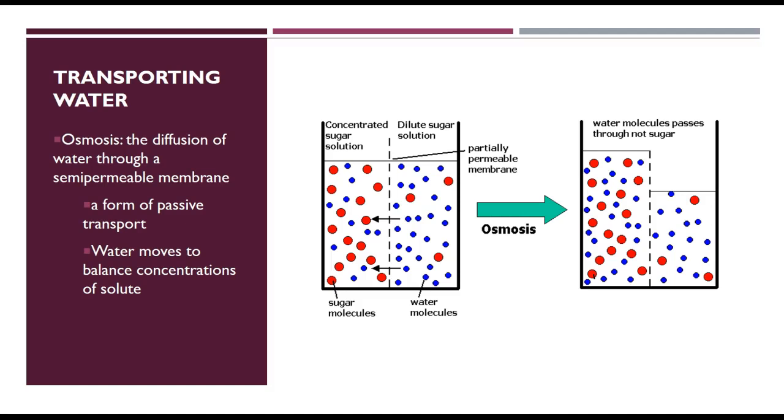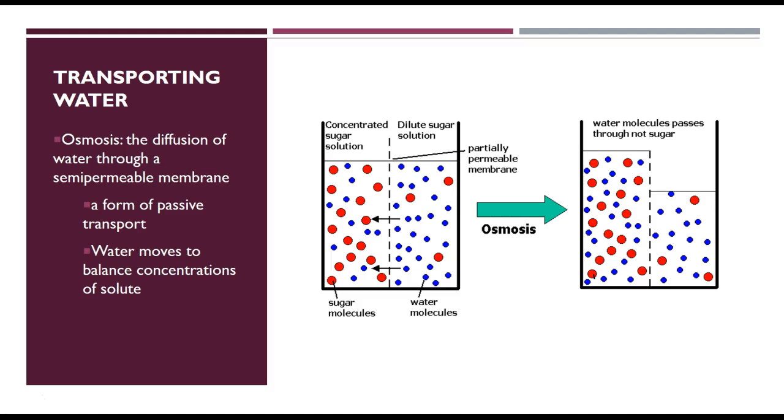So if you look at the image on the right, we have a container. It's separated with a semi-permeable membrane. On one side of the membrane, we have a concentrated sugar solution. On the other side of the membrane, we have a dilute sugar solution. So there's a high concentration of water on the right-hand side compared to the left-hand side.